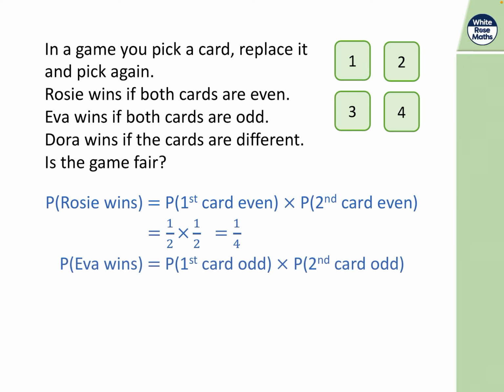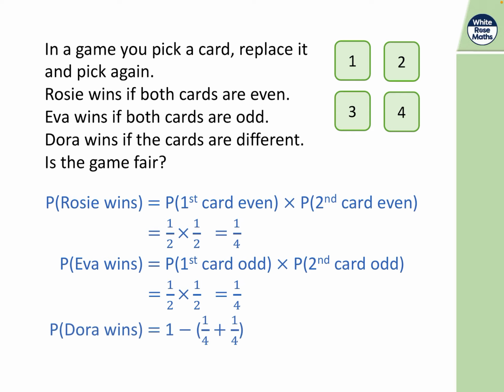For Eva, there are 2 odd cards as well, so the probability of getting an odd card is still 1 over 2, because there's 2 out of 4, which is a half. So we multiply it by itself again, which again gives us the quarter. So far, so good. It seems pretty fair. They both have the same chance of winning.